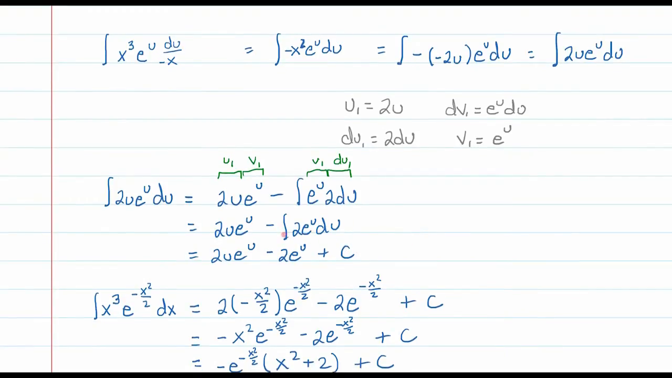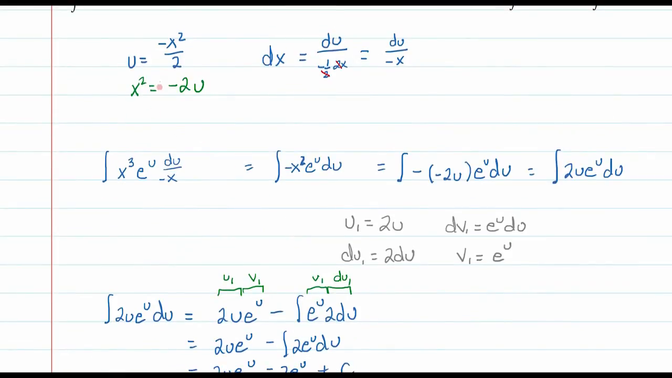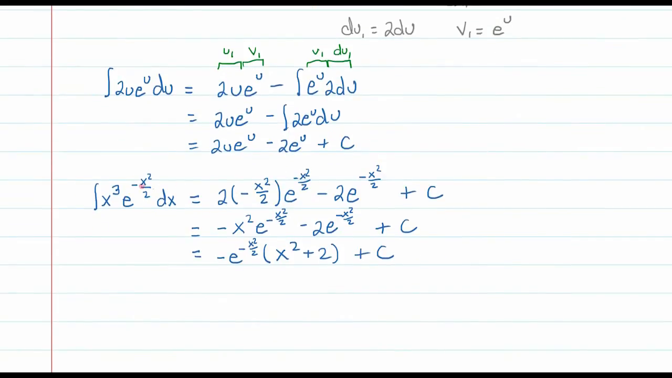Now, in order to get to our final answer, since we started with a substitution for u, we said let u equal to minus x squared over 2, we need to back substitute. So we go and start putting wherever we see a u, negative x squared over 2. So this becomes 2 times negative x squared over 2 e to the power of negative x squared over 2 minus 2 times e to the negative x squared over 2 plus our constant c.